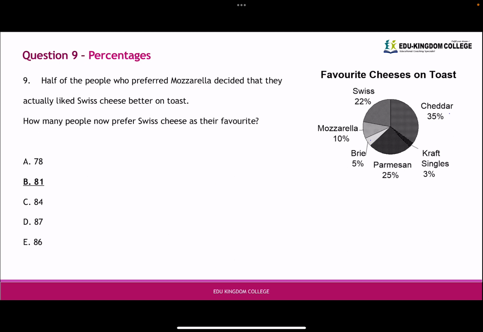Now, half of the people that preferred mozzarella changed to Swiss cheese. So that's 5% added onto the Swiss, and that's 27% now. So 27% times 300 is 0.27 times 300, or 3 times 27, and that is equal to 81.